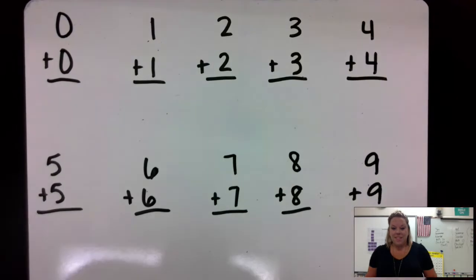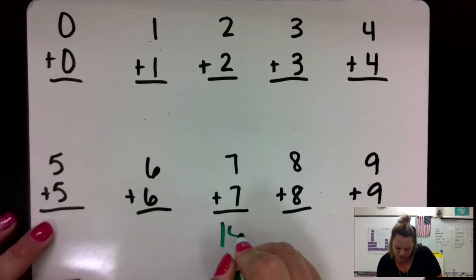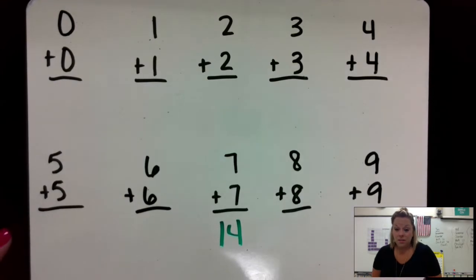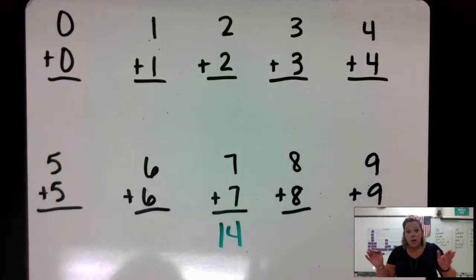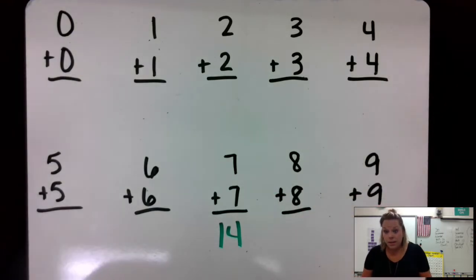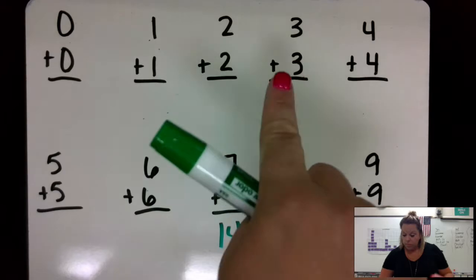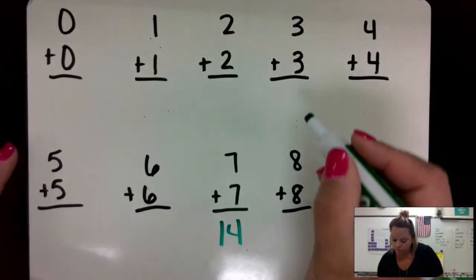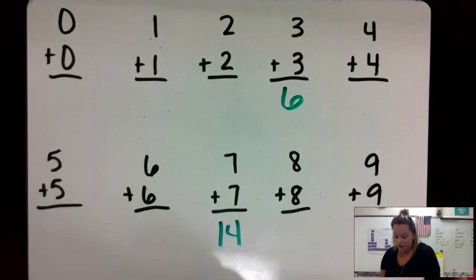Okay, 7 plus 7. 14. Guess what? You can still draw things out on a separate piece of paper. You can still have little bears or pennies or your linking cubes that you have. You can use those things regardless if the problems are written horizontally or vertically. Right now, these are vertical. Okay, here's the next one. 3 plus 3. Yeah, 6.